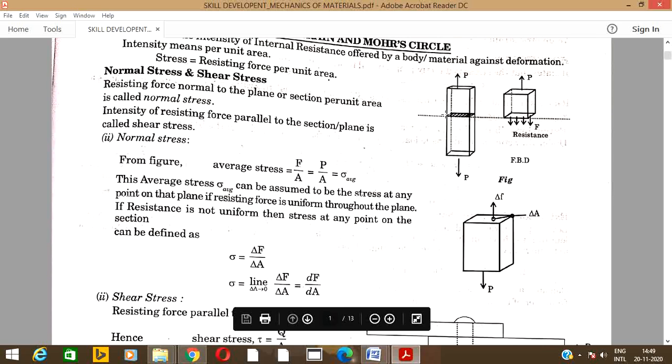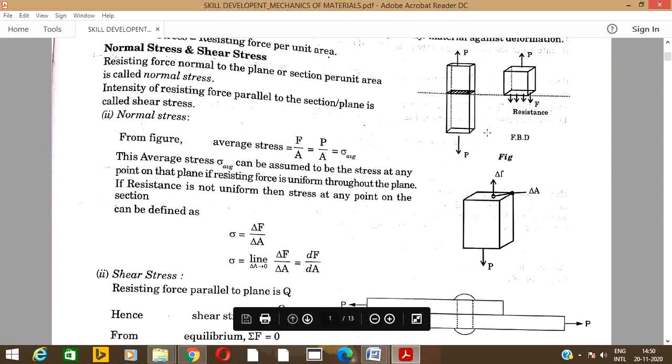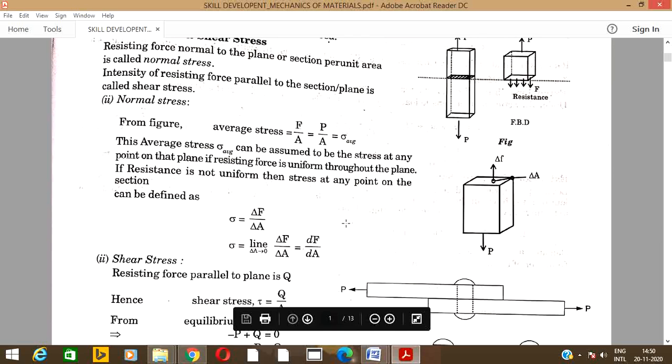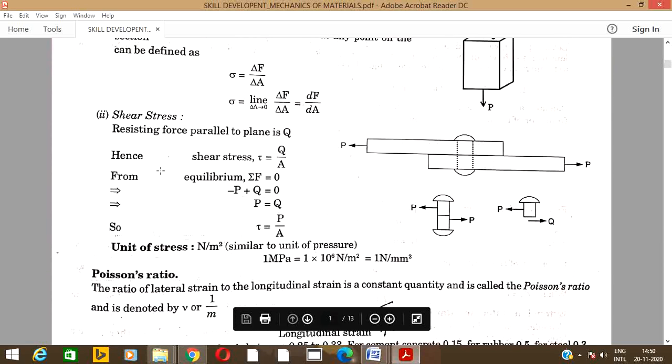Originally we are considering the area. If it is rectangular, it is length into breadth of the rectangular section. But here you have to consider the change in area, that is dF by dA, for a normal stress. Here it is a normal stress because this resisting area is perpendicular to the applied load. What is a shear stress? Shear stress is when the resisting force is parallel to the plane.